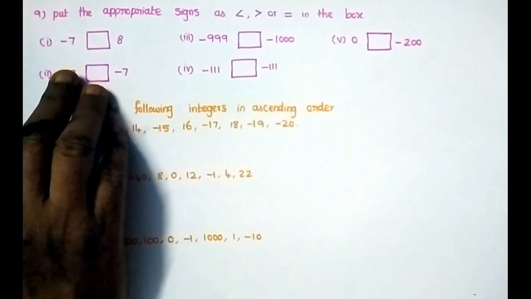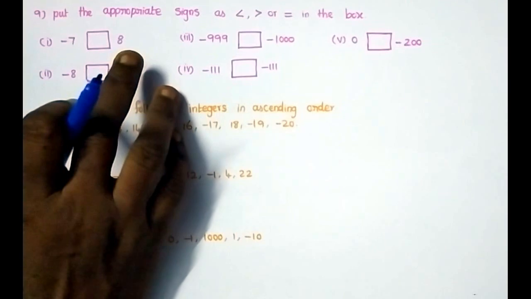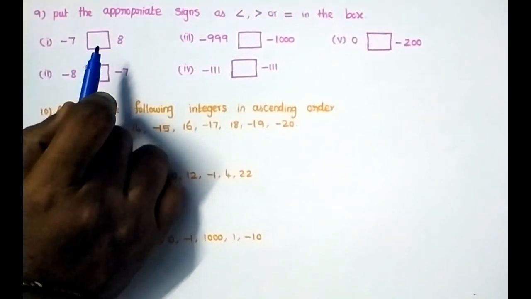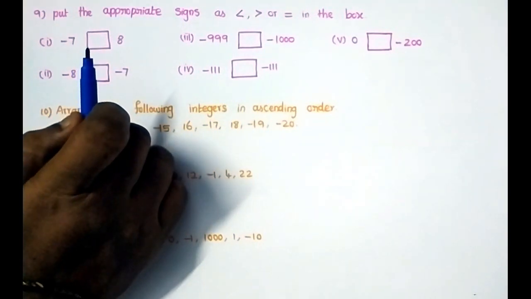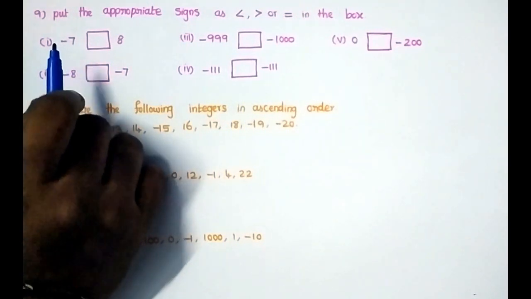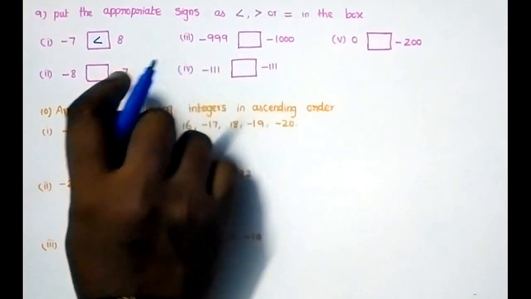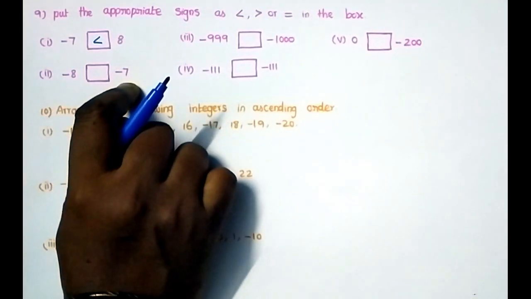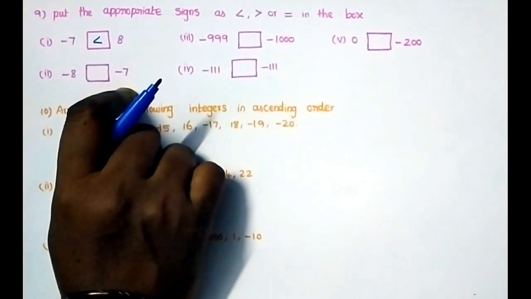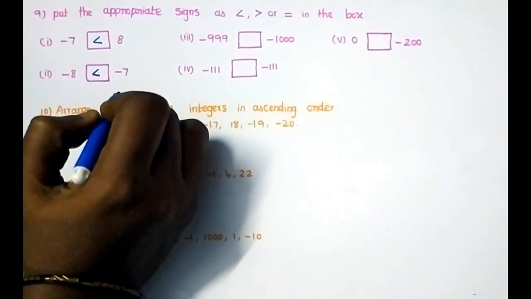So listen, first one, minus 7 and 8. We know that minus 7 is left of 8. So minus 7 is less than 8. Next one, minus 8, minus 7. Here also we know that minus 8 is left of minus 7. So minus 8 is less than minus 7.